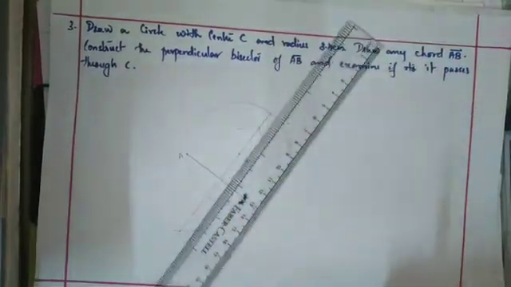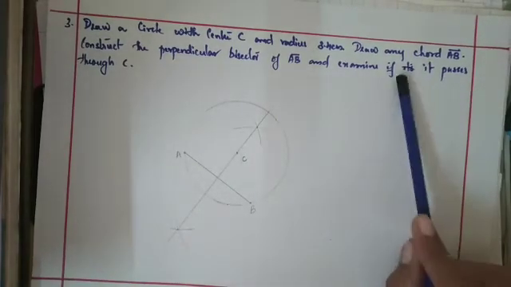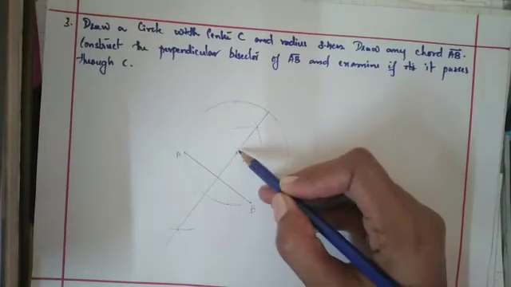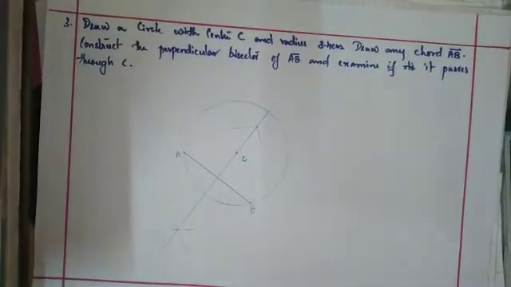So this is the perpendicular bisector for the chord AB, and examine if it passes through C. Yes, this perpendicular bisector passes through center C. Hope all of you understood.